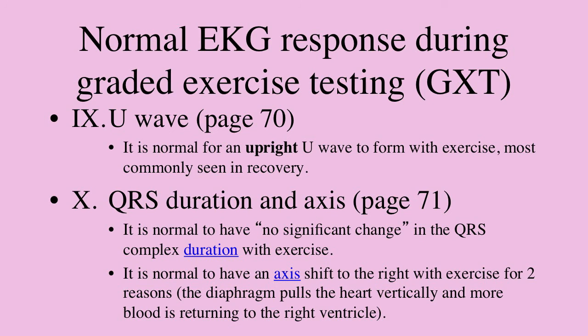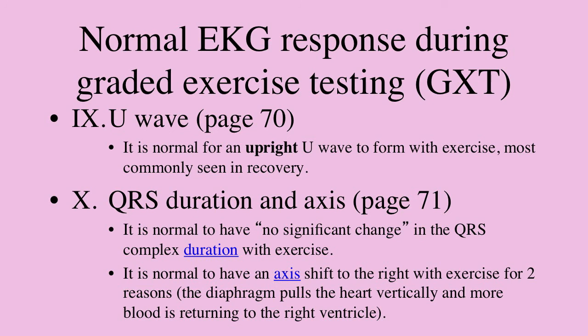So the axis on this EKG on page 71 is 120 degrees, and that's a right axis deviation. And again, at rest, the axis was about 60, so there was a shift to the right. This is normal with exercise and commonly seen, not seen all the time, and this is a very pronounced example, but it's normal to have some of this right axis shift for two reasons.